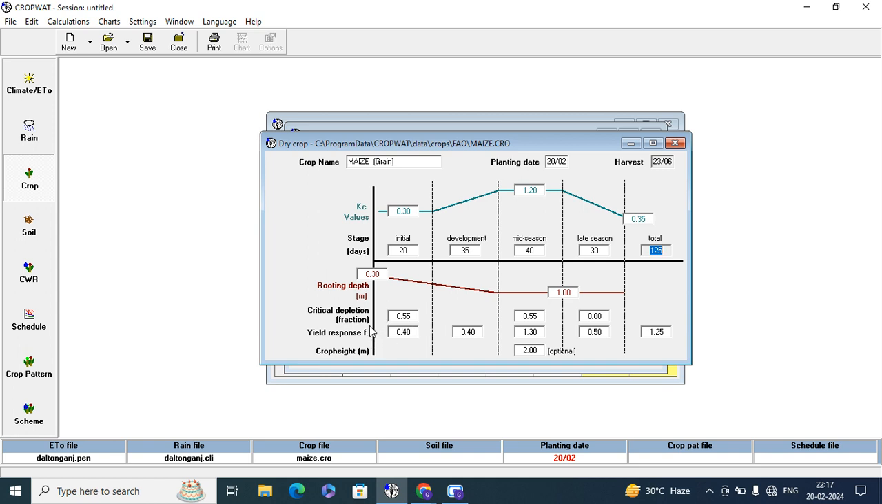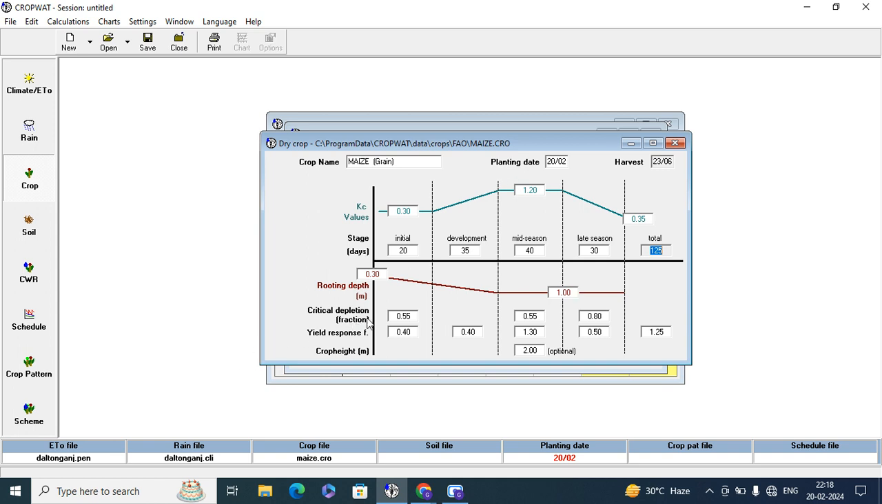Now the other most important thing is the rooting depth. It is assumed that the crop roots of the maize are found at a depth of 1 meter from the ground surface. That is a quite high value. 1 meter is not a matter of joke. Here the roots of the vegetation are penetrating to a depth of 1 meter to avail the moisture which is available to those particular crops.